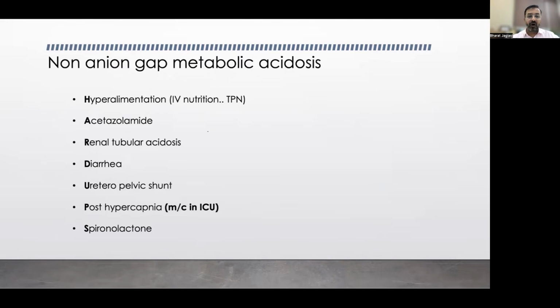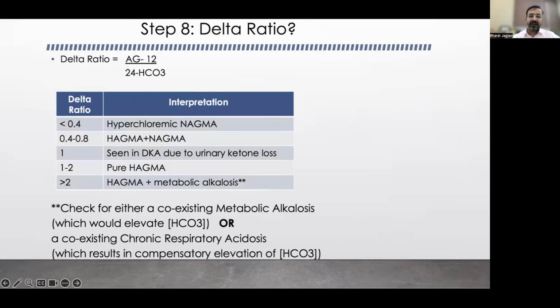When we look into the normal anion gap metabolic acidosis, this is what we look into: hyperalimentation, acetazolamide, renal tubular acidosis, diarrhea, ureteropelvic shunt, post-hypercapnia, spironolactone. So these are the causes of the normal anion gap metabolic acidosis.